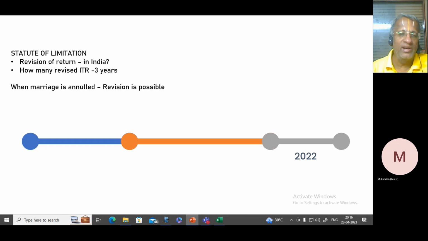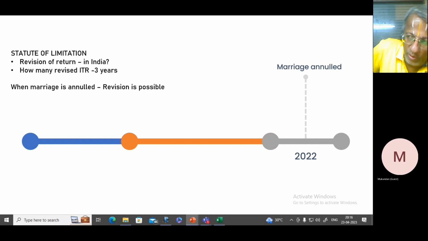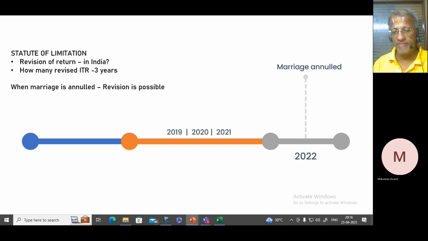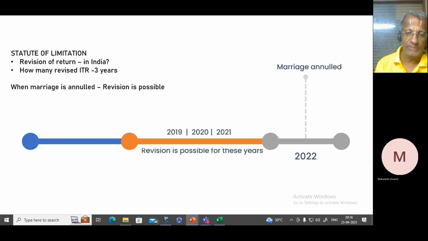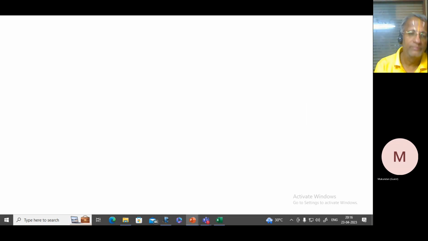When marriage is annulled, revision is possible. So you find marriage got annulled in the year 2022, because we follow financial year 2022 for our classroom discussion. So they can make the revision for the financial years 2019, 2020, and 2021. Revision is possible for these years and not beyond.